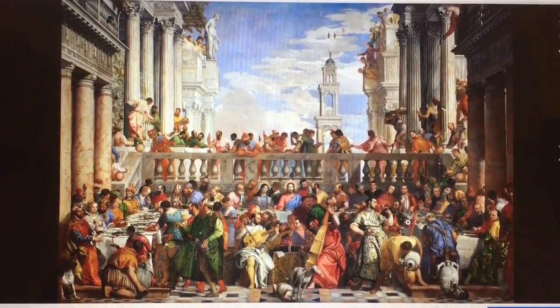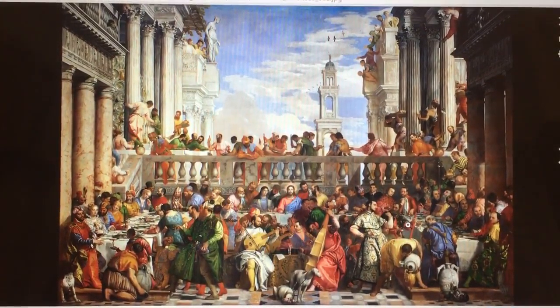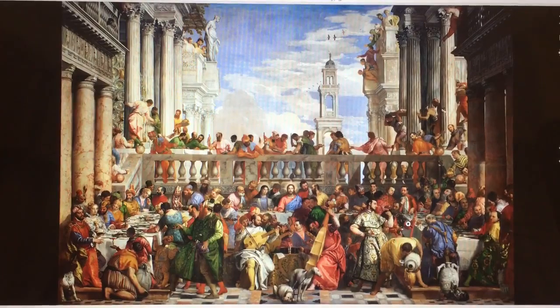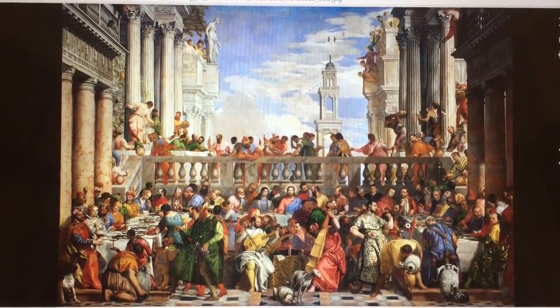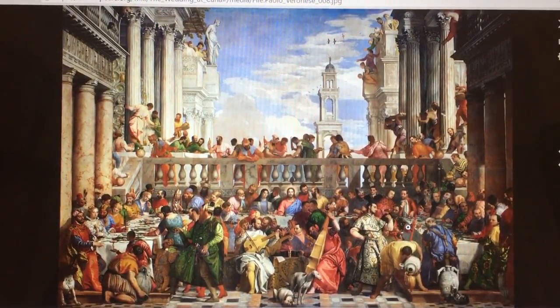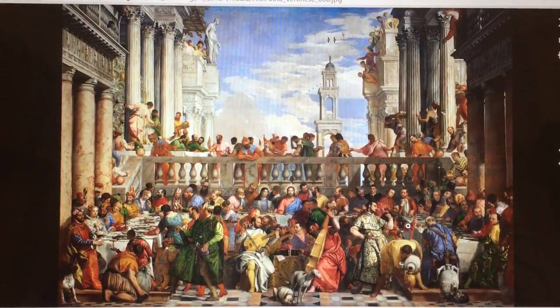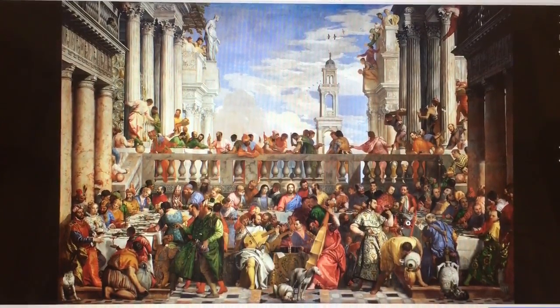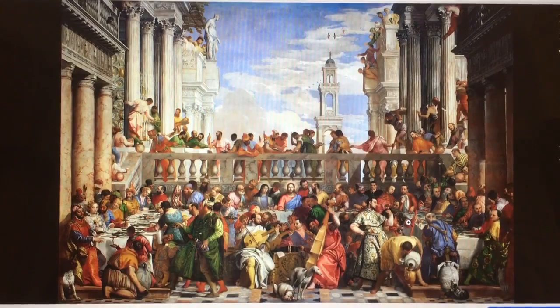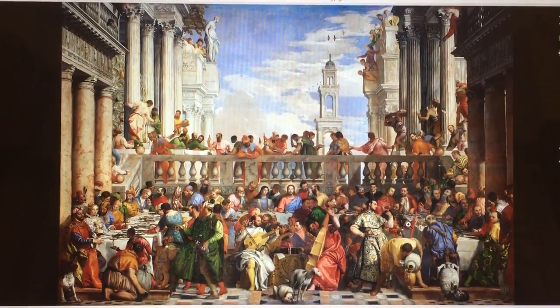There are two figures with halos, him and Mary. Mary's to his left, but he's the only figure who's looking directly at you. And then above Jesus on the balustrade is a group of what are likely to be butchers or men who are preparing meat, and historians believe that this meat is actually lamb, and that's symbolic because Jesus is known as the Lamb of God.